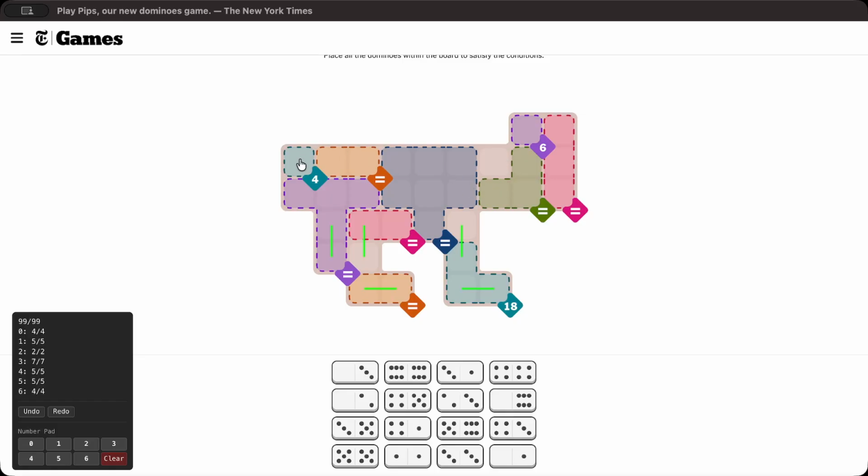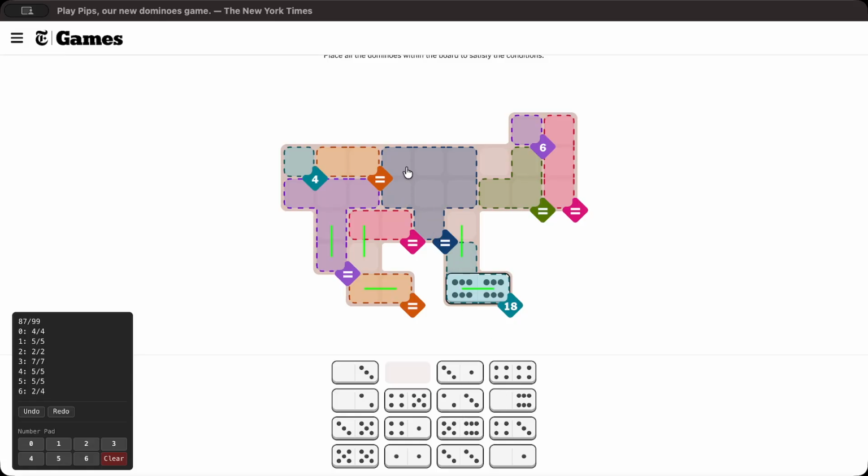This has to be a 4. This has to be a 6. Not that useful. This is an 18, so this is 3 sixes. So this has to be a 6-6. There we go. How many sixes do we have left? We have 2 sixes left. We have the 6-5 and the 6-0.